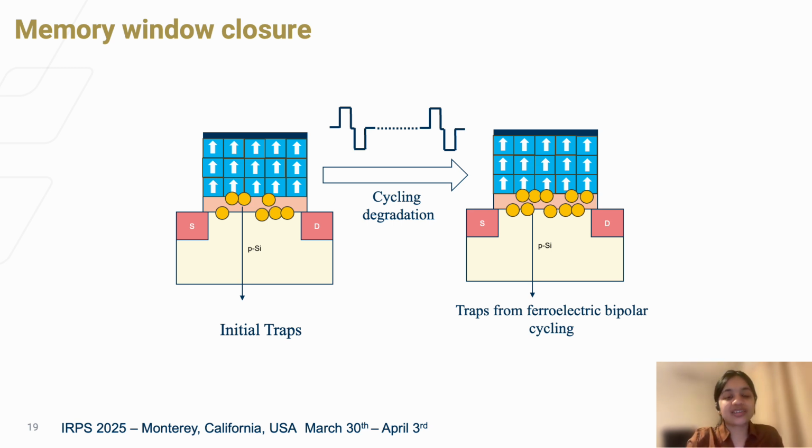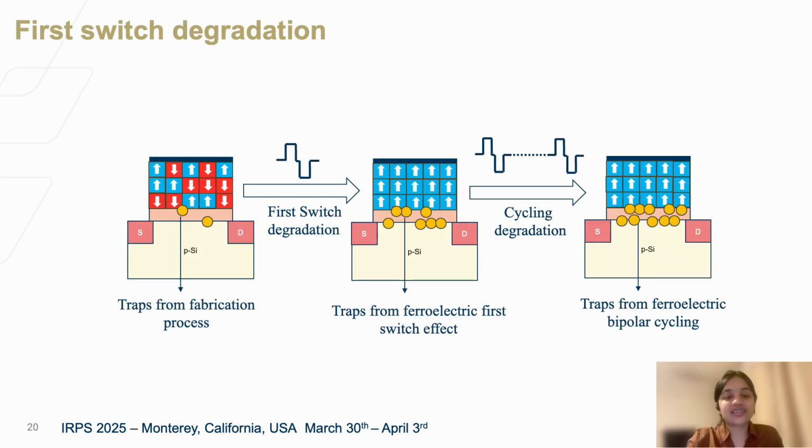Now, what's less discussed, and what we're going to talk about in this particular presentation, is the first switch degradation. What we see is that from the fabricated state to the very first pulse applied, there is actually a significant generation of traps. So let's go into the details of this.